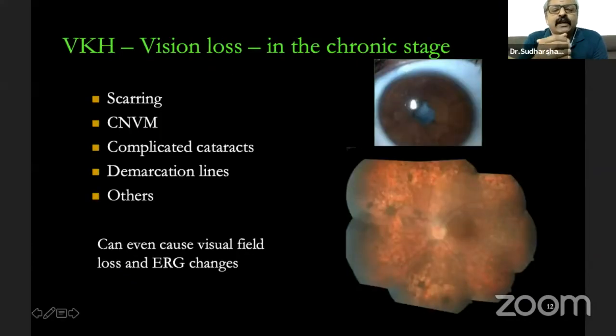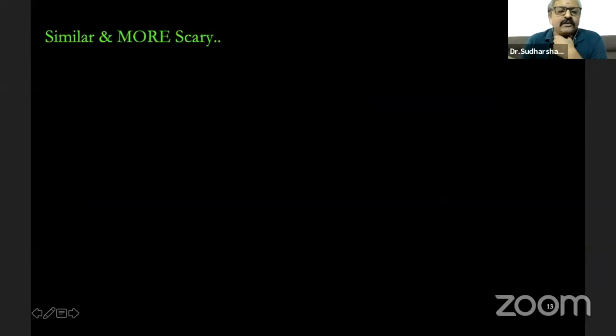So vision loss in VKH can be in the acute phase or in the chronic stage because of the scarring, CNVM, or complicated cataract. Sometimes the demarcation line also can cause vision loss. They can even cause visual field loss and ERG changes.